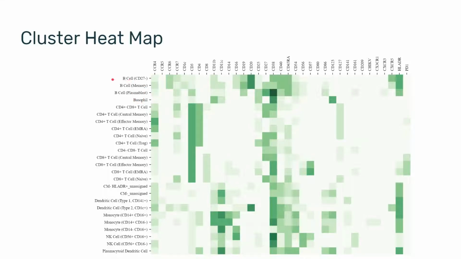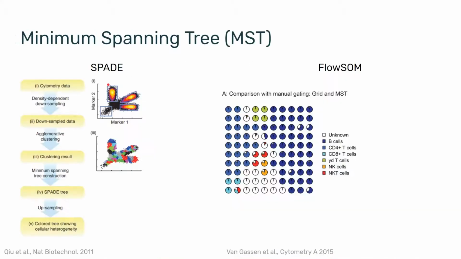One way to do it is to layer a dendrogram on top of the heat map, but dendrograms are a bit of a minefield. They're not always easy to navigate. One popular solution is using a minimum spanning tree, and this is used by both Spade and by Flowsum. So what you see here are the clusters as Spade sees them. So we take the high dimensional space and Spade breaks it down into a whole bunch of clusters.